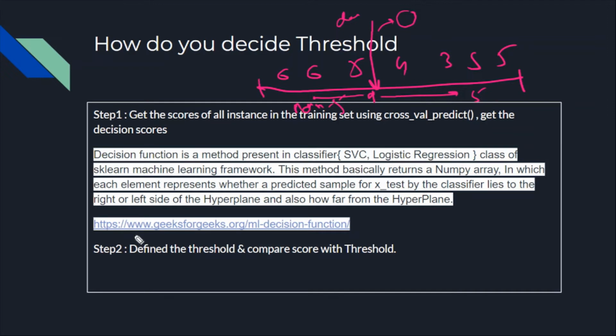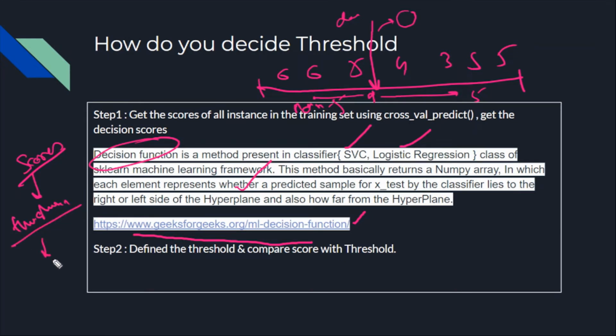I'm providing one link here from GeeksforGeeks, from which you can understand what the decision function is. Decision function is a method present in the SVC and logistic regression classes, which generally gives the score. So what will the decision function give? It will give the scores, and we will compare that score with the threshold. Now how do we decide a threshold? There is some logic.